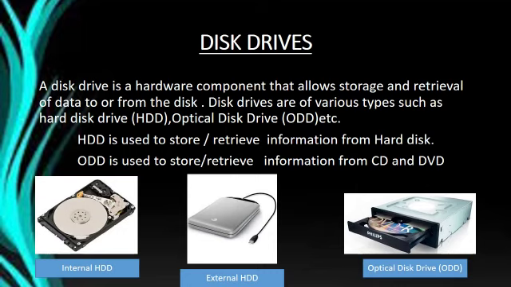Optical disk drive ODD is used to store and retrieve information from CD and DVD. We can see a small button near the optical disk drive on the CPU. When we press this button, a tray comes out. We can place CD or DVD in the tray. When we press the button once again, the tray goes in and we will be able to store or retrieve information from the respective disk.